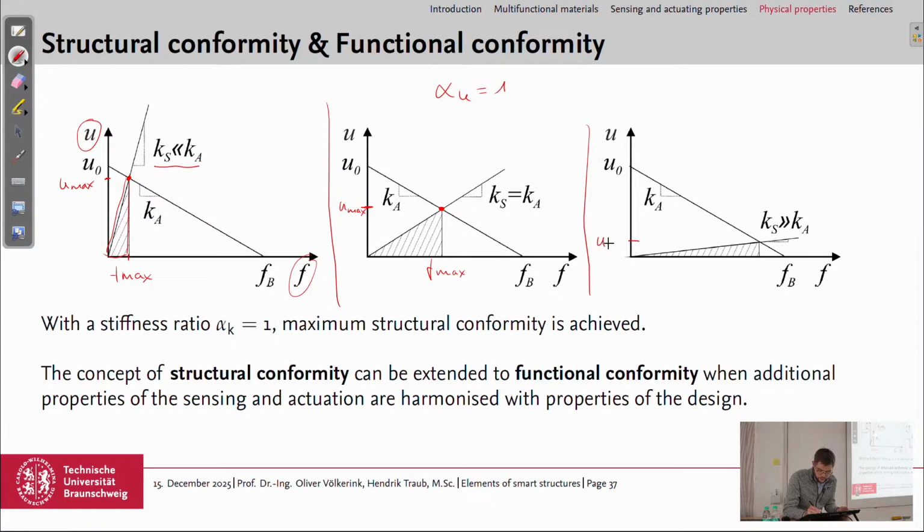There you have a very low maximum displacement, but you can nearly achieve the blocking force. But also the work capacity, again the area under this curve, is far lower than in the case of structural conformity. The model for this would be if you push your hand against a wall, and the wall is the structure, it's very stiff against your actuator. Then you can achieve high forces, but the wall won't move. So even if you have the same actuator, it depends on the surrounding structure how much work you can perform.